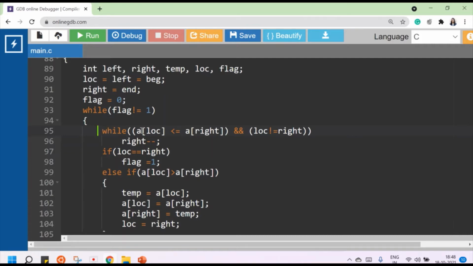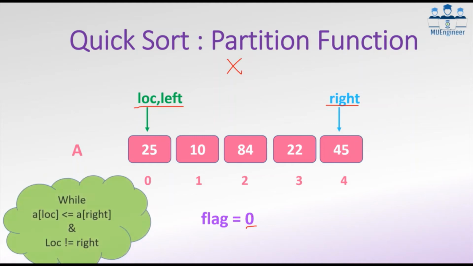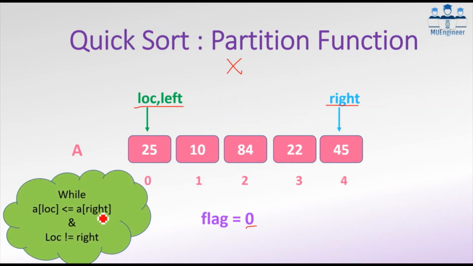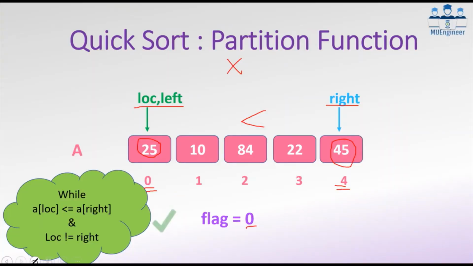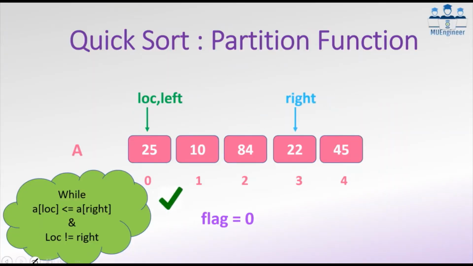This is checking while a of location is less than a of right and location is not equal to right. So now I'll check this condition: while a of location is less than a of right. What is a of location? 25. What is a of right? 45. Is 25 lesser than 45? Yes. Is location equal to right? मतलब 0 और 4 same है क्या? नहीं. Then in that case, I am entering the while loop, and what I am doing in the while loop? Right minus minus. That means decrement your right by 1. So now I have decremented my right by 1.